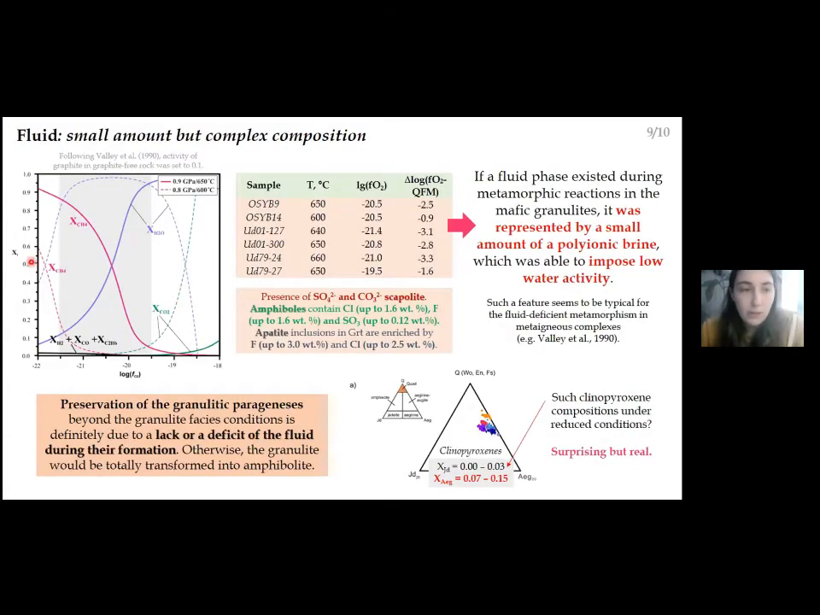We calculated the activity of the components of the fluid using the fluid module in Perple_X. And if we look at this plot, component activity versus fugacity, this gray area represents the reconstructed values of fugacity. So for most of the samples, besides this one with amphibole as a major phase, we should look at these solid lines. And these blue lines represent the water activity. And within this gray area, water activity stays relatively low.